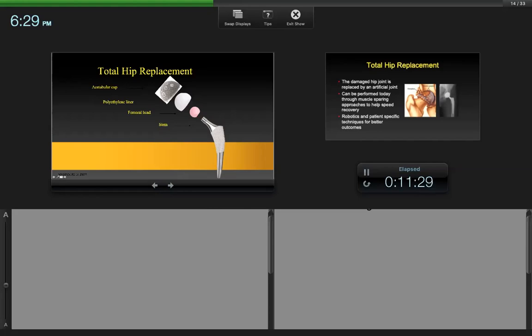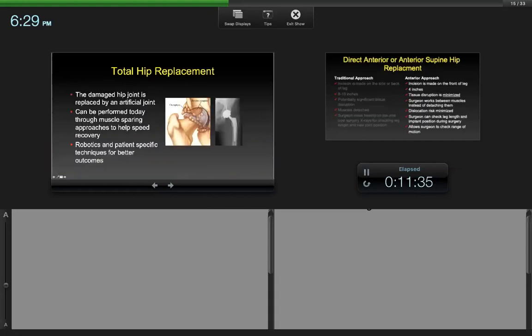And then we have the titanium stem that goes down inside the thigh bone, which we call the femur, and we place the ball on it. Now, again, this is kind of a cartoon of what Dr. Hay was talking about. Bone spurs, or osteophytes, is the medical terminology for that.